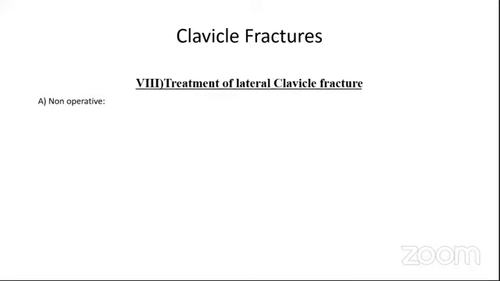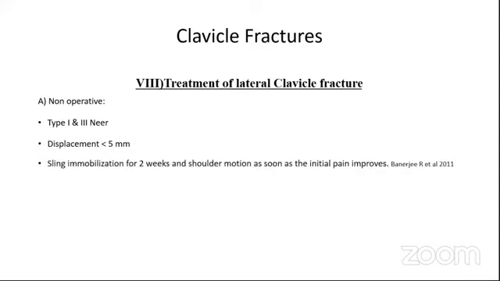Now we can shift to the treatment of the second most common clavicle fracture, which these days is seen very often. It's the lateral clavicular fractures. You can treat it non-operatively, like I said, in Neer type 1 and type 3, where the coraco-clavicular ligaments are stable, they are not torn, and the fracture doesn't look comminuted, or if the displacement is less than 5 millimeters. You use sling immobilization for 2 weeks, and you start the shoulder motion as soon as the pain starts to improve.